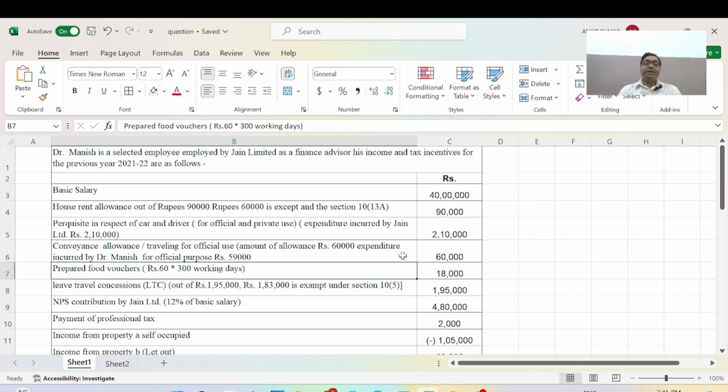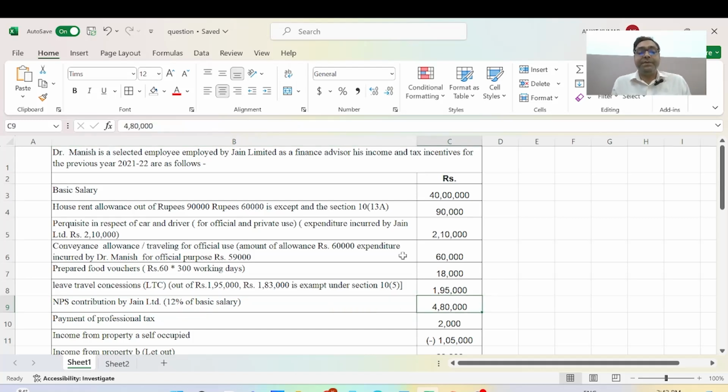As per 300 working days, the calculation will be 18,000. Leave travel concession LTC is 1,95,000, out of which 1,83,000 is exempt under Section 10 clause 5. NPS contribution by JAL Limited is 12% of basic salary. Dr. Manish's basic salary is 40 lakh rupees, and at the rate of 12% this amount will be 4 lakh 80,000 rupees.